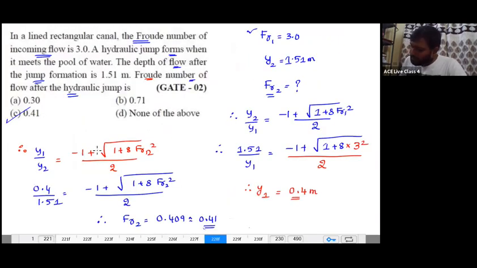Why am I taking Y1 by Y2? I need to find out Fr2, right? If I write the denominator as Y1, this is Fr1. If I write the denominator as Y2, this is Fr2. Earlier I knew Fr1 and Y2, and I found Y1. Now I want Fr2, so I am writing Y1 by Y2. So Y1 by Y2 is equal to Fr2 by Fr1 whole to the power of 2 by 3. You can write that also.